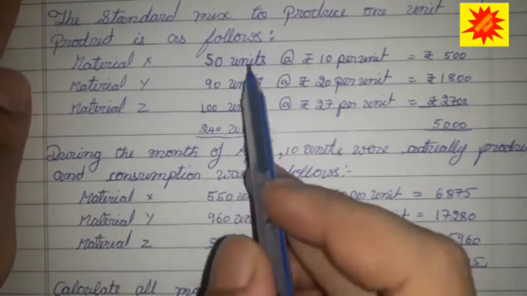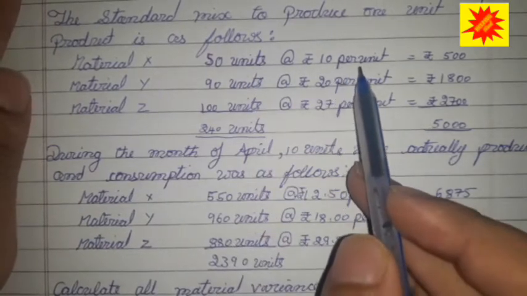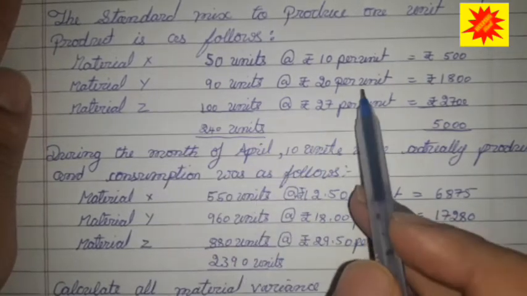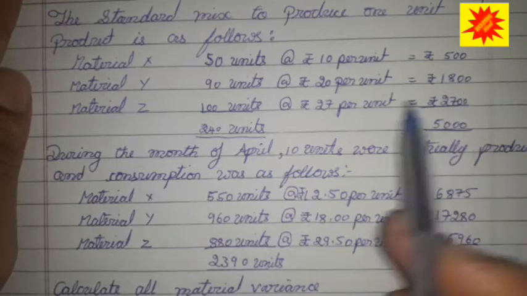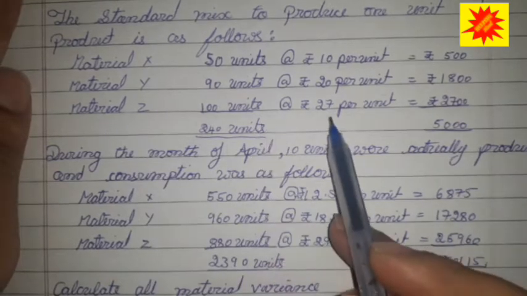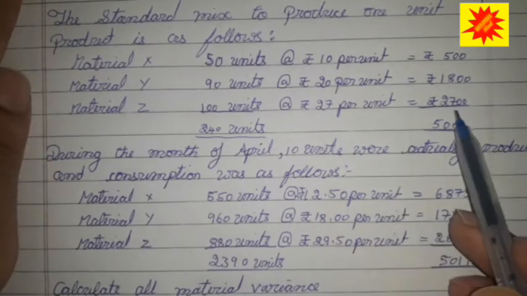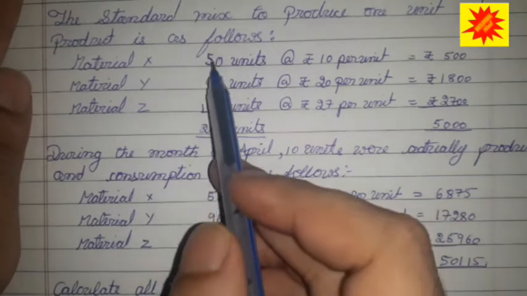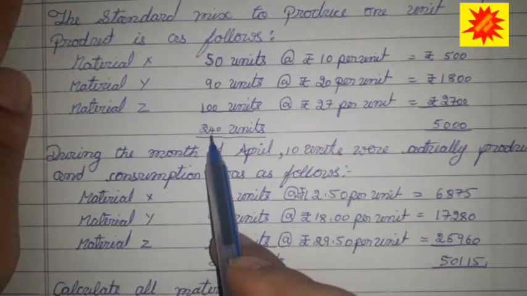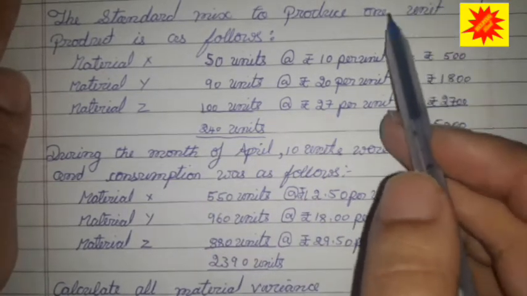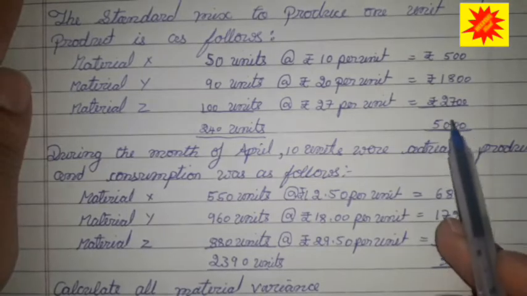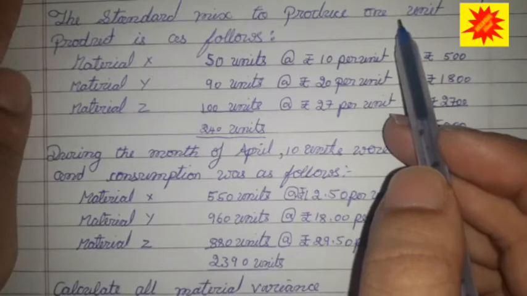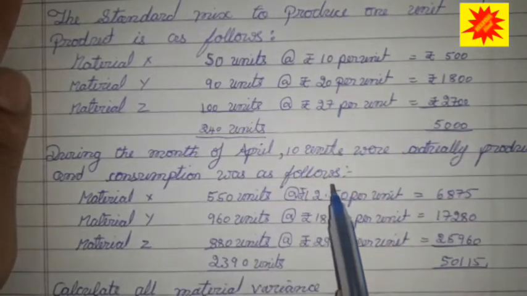So material X, 50 units at rupees 10 per unit, will give you 500. Y, 90 at rupees 20, is 1800. Z, 100 units at 27 per unit, gives you 2700 rupees. So the total number of units used is 240 to produce 1 unit of the final product, whereas the total cost incurred will be 5000 to produce 1 unit. That is the standard cost details, right?